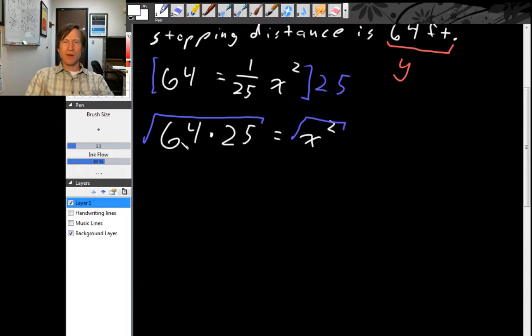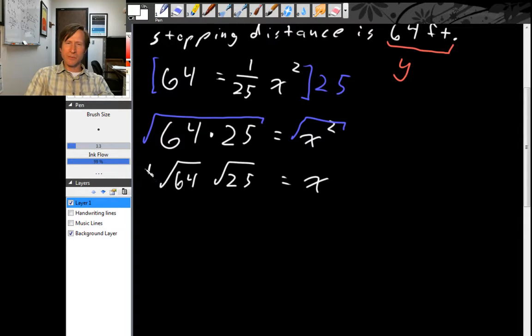Okay, so the square root of 64 times 25, that's the square root of 64 times the square root of 25. And on the right-hand side, we get x. We should have a plus or a minus here. I'll come back to that in a minute. Now, the square root of 64 is 8. The square root of 25 is 5. So we get plus or minus 8 times 5 is 40.